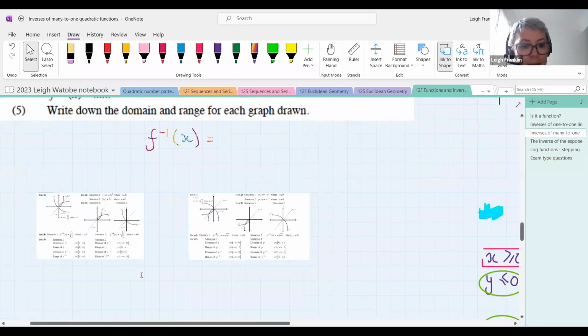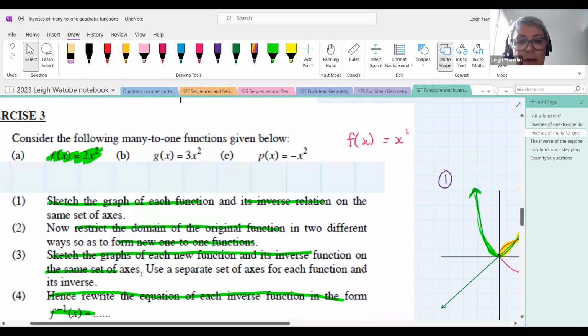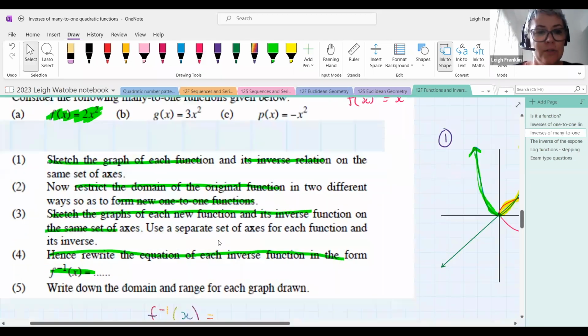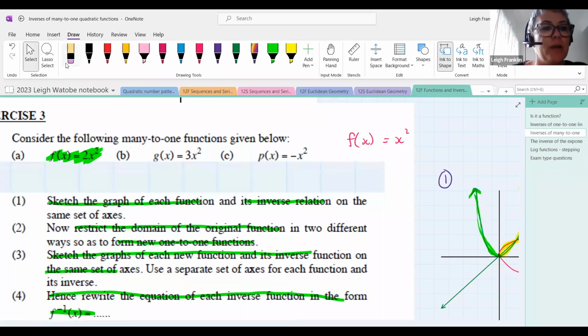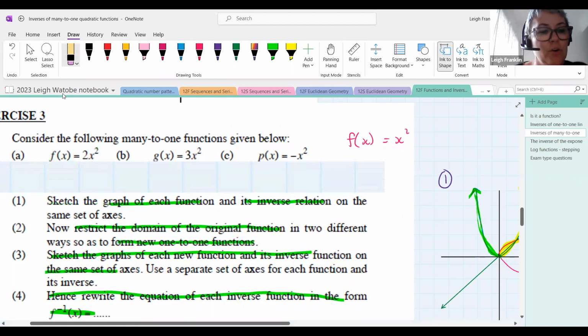Now I think what I'm going to do is give you guys an opportunity to do the same thing with graph B. I'll just get rid of the green because I think it's a little bit distracting.